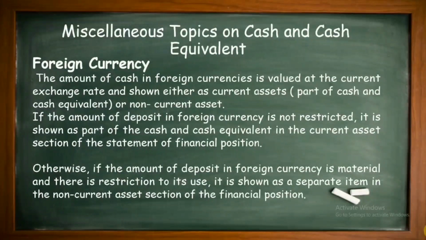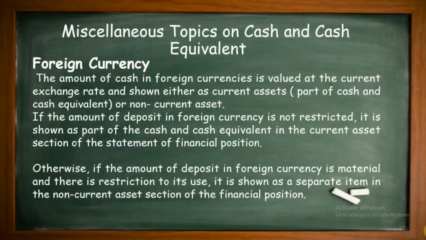Next is miscellaneous topics on cash and cash equivalent. Foreign currency. The amount of cash in foreign currency is valued at the current exchange rate and shown either as a current asset, part of cash and cash equivalent, or non-current asset. If the amount of deposit in foreign currency is not restricted, it is shown as a part of cash and cash equivalent in current asset section of the statement of financial position. Otherwise, if the amount of deposit in foreign currency is material and there is restriction to its use, it's shown as a separate item in the current asset section of financial position.